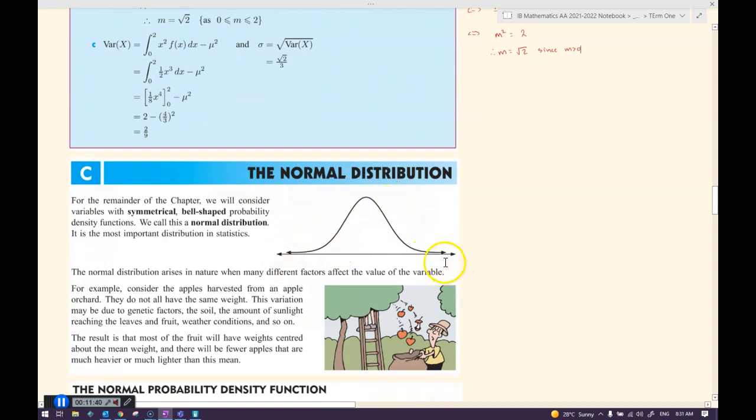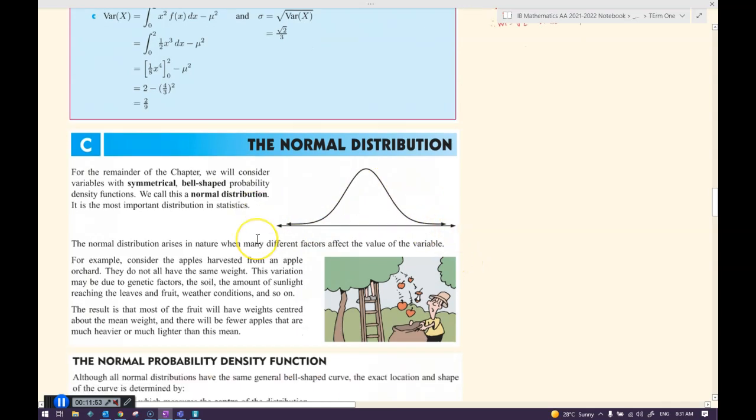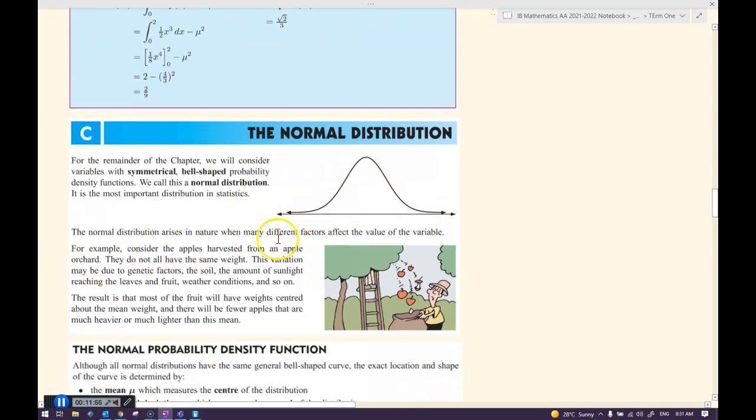Normally distributed variables come up a lot in nature. The heights of students in your year level are presumably very close to a normal distribution. Most things that are measured in nature tend to follow a normal distribution. There are exceptions, but in a lot of cases, this is exactly the type of distribution that they follow.